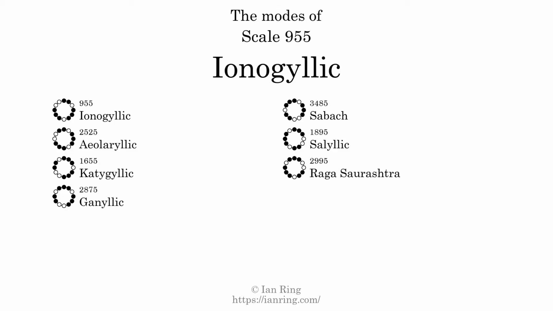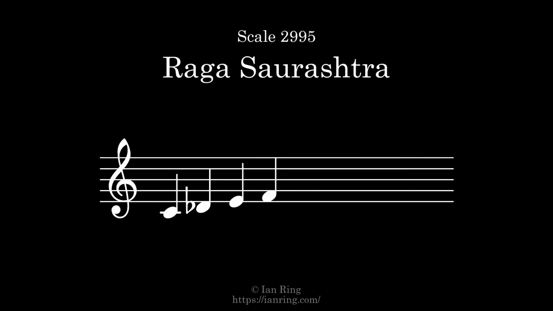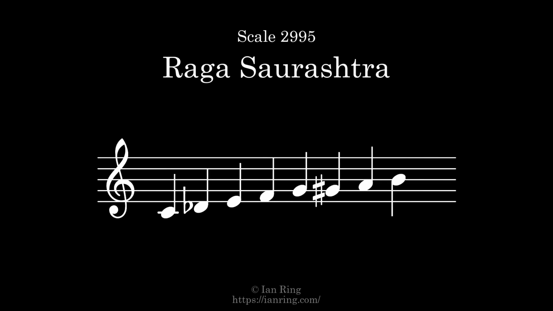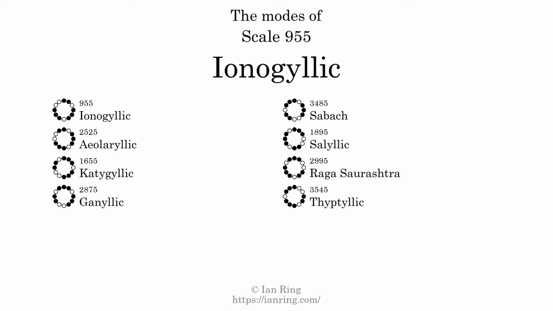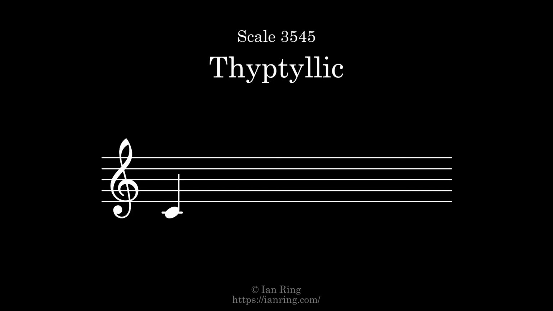The seventh mode is scale 2995, also known as Raga Sarashtra. It sounds like this. The eighth and last mode is scale 3545, also known as octatonic. It sounds like this.